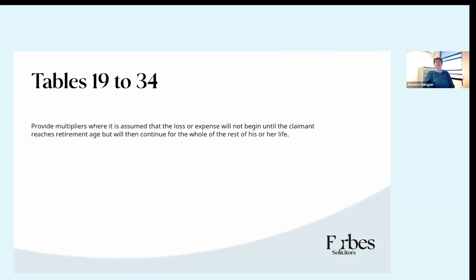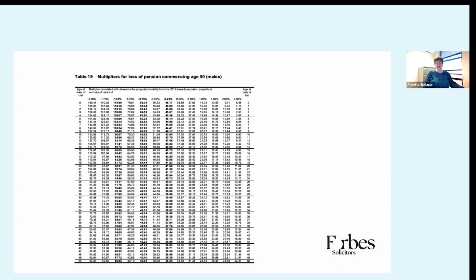Then tables 19 to 34, this is where you're doing your pension loss calculation. So this is where the multipliers, the loss or expense will not begin until the claimant reaches a certain age, but then will continue for the rest of their life. So there you've got table 19 for a male, where you assume their retirement age is age 50.